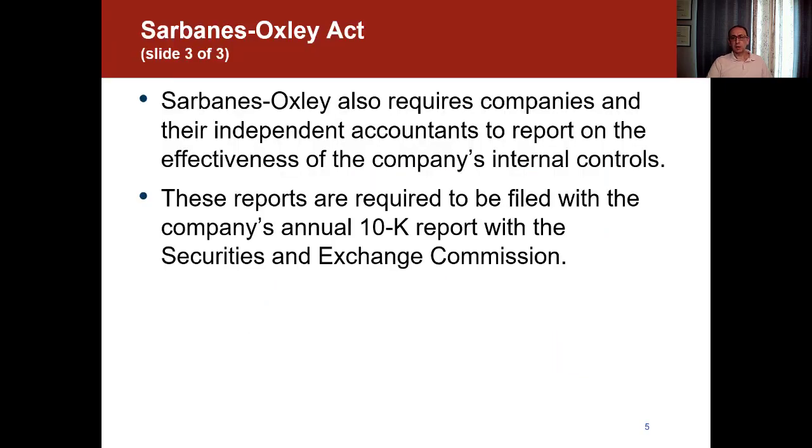Sarbanes-Oxley required companies and their independent accountants to report on the effectiveness of the company's internal controls. So the company's managers and their auditors, whom we refer to as independent accountants, need to report on the effectiveness of the company's internal controls. That's a new requirement that wasn't required before. These reports are required to be filed with the company's annual report, which we refer to as the 10-K. The Securities and Exchange Commission, the SEC, refers to the annual report, which is the financial statements and some other reports, submitted together. We call it the 10-K because that's the form code that has to be submitted to the SEC.